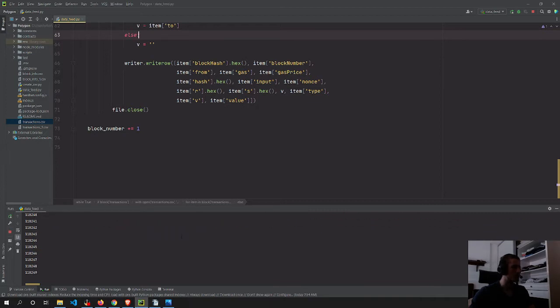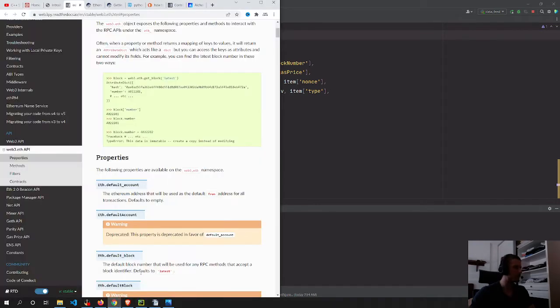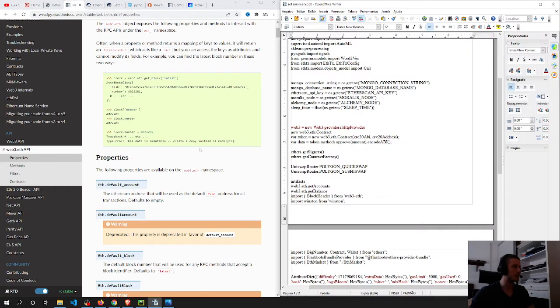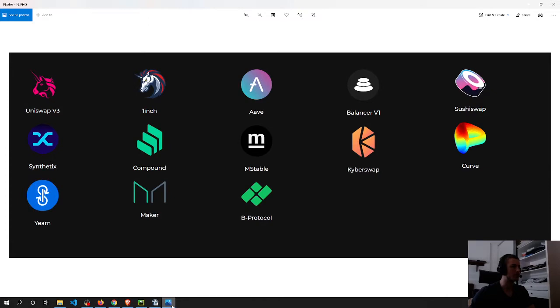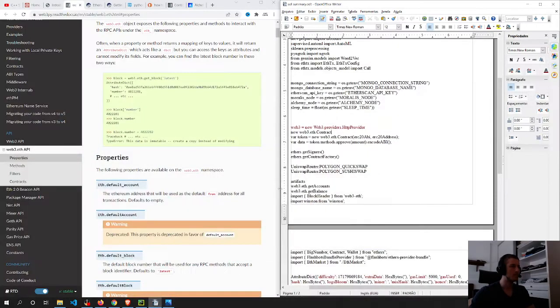I think it's a better use of my time to study the documentation here and to study the smart contracts from the DEXs, and then think about the logic on that.